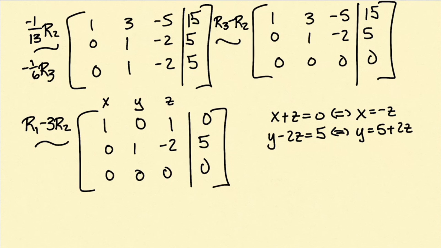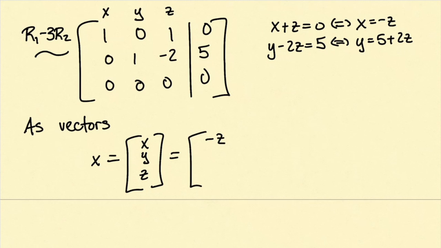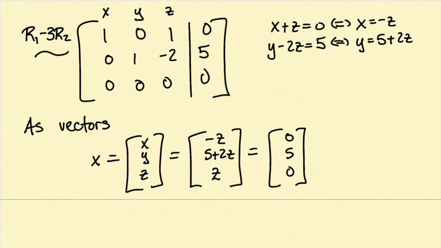We can translate these parametric equations into a vector equation parametrized by z, simply replacing x by minus z and our y coordinate by 5 plus 2z. We get the vector (-z, 5 + 2z, z). Now, we can break this apart as two vectors that are added together. One will have z's, the other will not have z's. So the vector without any z's in it is (0, 5, 0). And our second vector is (-z, 2z, z).